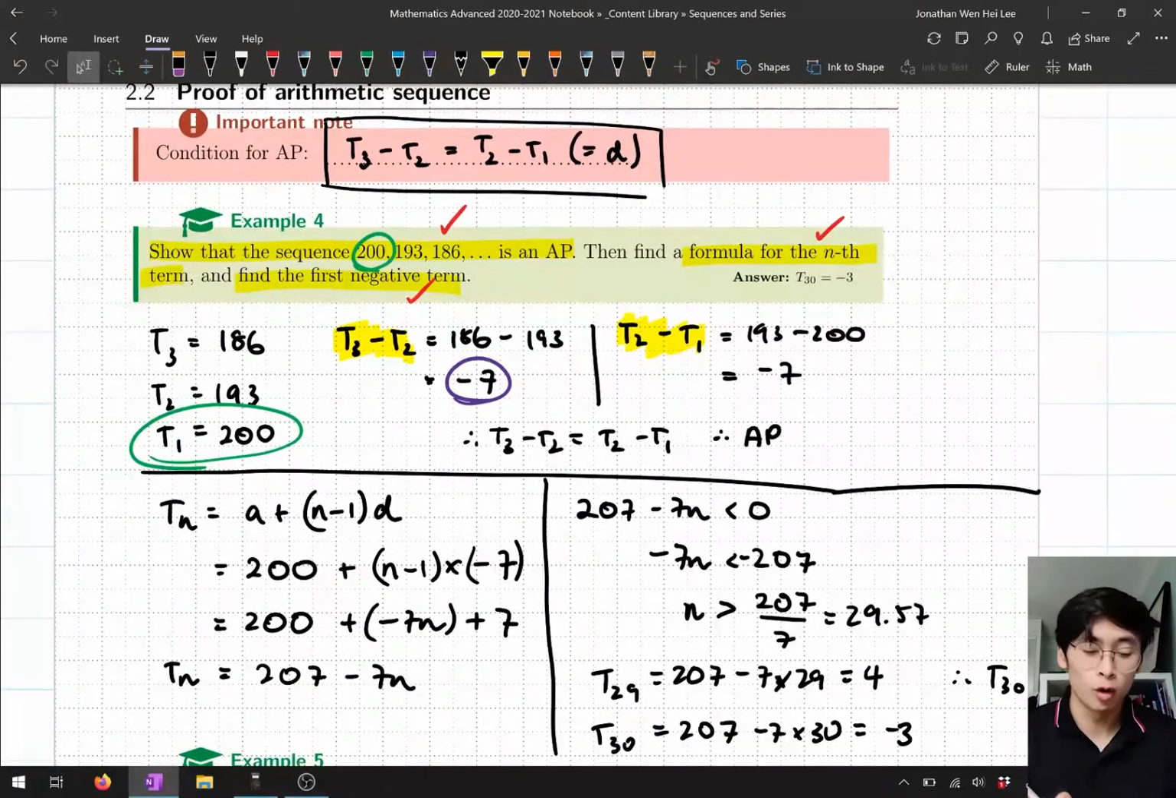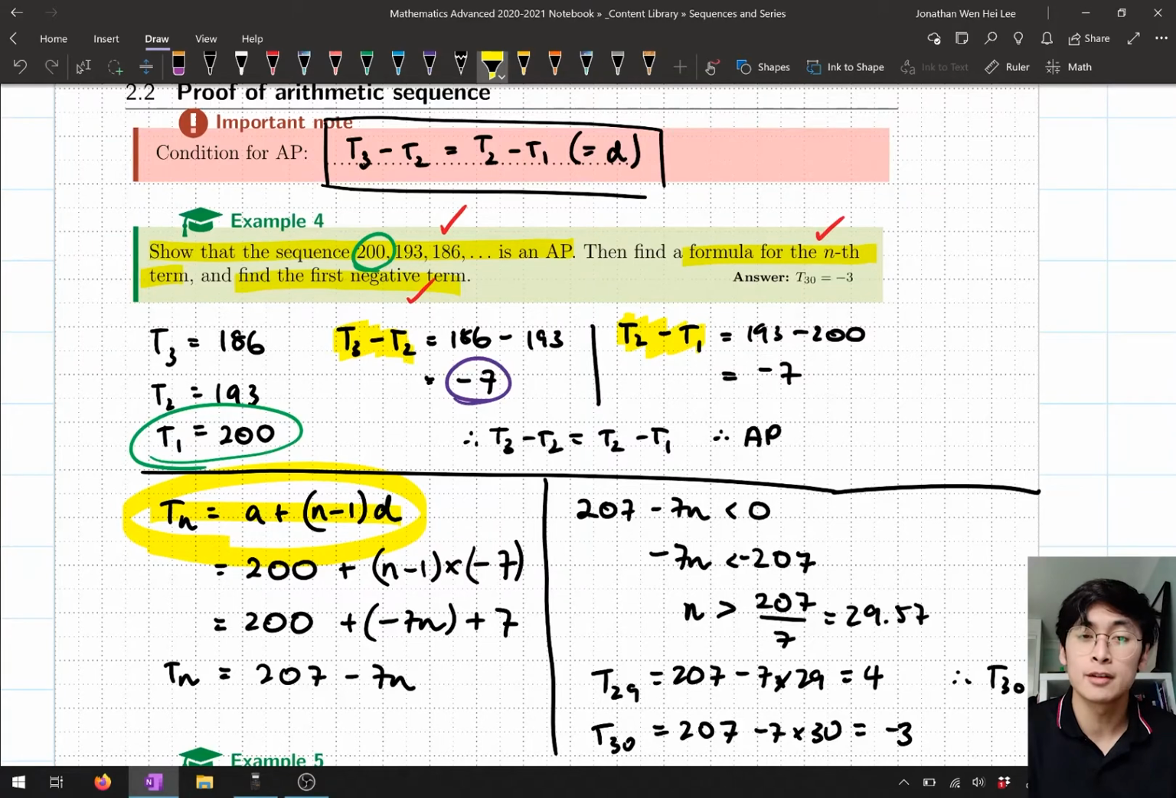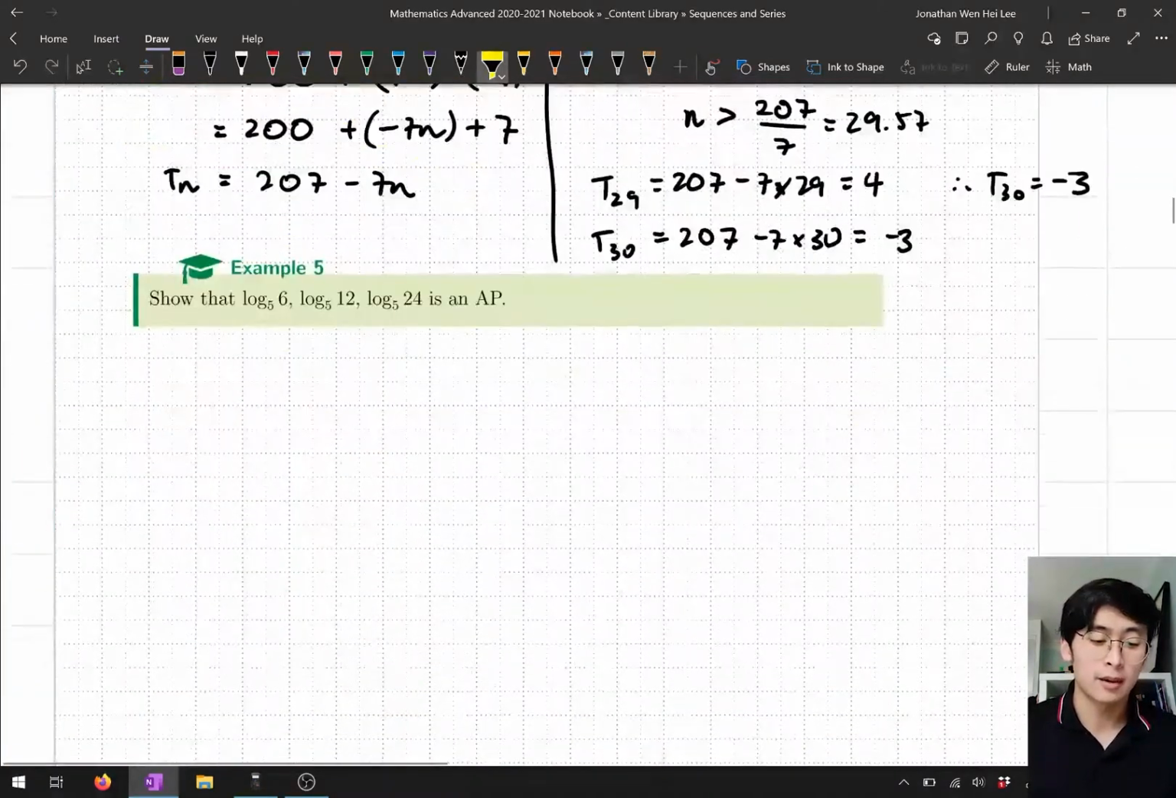If we want to find a formula for the nth term, we use this Tn formula. The nth term is equal to the starting term, a, plus n minus 1 times d, the common difference. Once we have found those values, we can sub them in and get an equation for our nth term. And just like we did last lesson, we figured out how to find the first negative term as well. Okay, let's have a look at the next example.